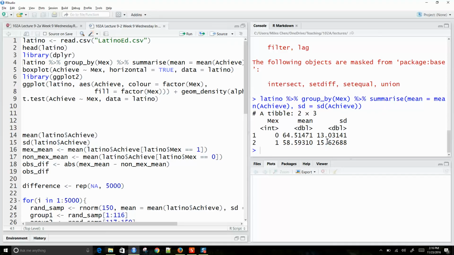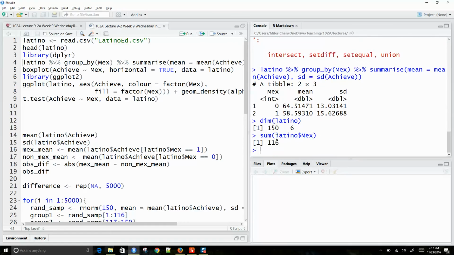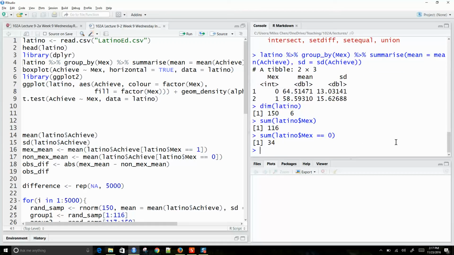Okay, we have an idea of the standard deviations that we observed here, and this is what it says, but really it's hard to see. I think it's a good idea to see actually how big our samples are. So we can just say dimension Latino, we can see there's 150 rows, so we have 150 people, and I can do sum of Latino$Mexico, okay? And we see we have 116 people coming from Mexico, and if I ask how many are zeros, we see we have 34 people not from Mexico. Okay, so these are not huge samples. They're not tiny, but they're not huge samples either.